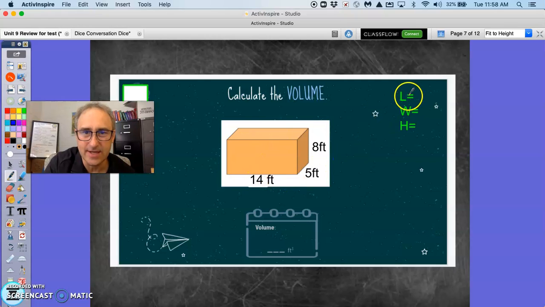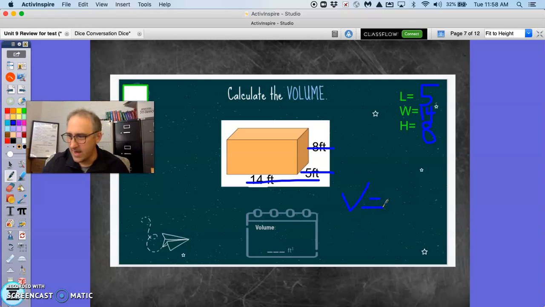So let's just say that length is 5 today. And we'll call width 14, but we can use these all interchangeably. It doesn't matter because we're multiplying. And 8. What do I do with these numbers? That's right, volume is length times width times height. So 5 times 14 times 8. And I believe I get a number like 560 feet cubed. That's supposed to be an FT there. That's how many little cubes, like dice, could fit in here.